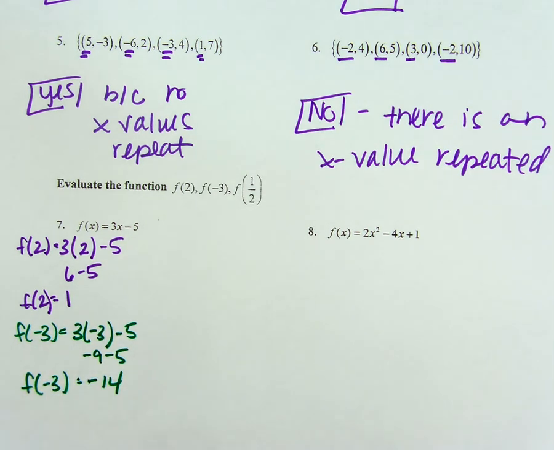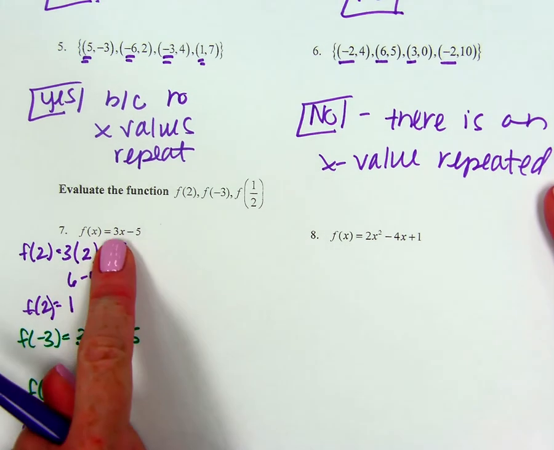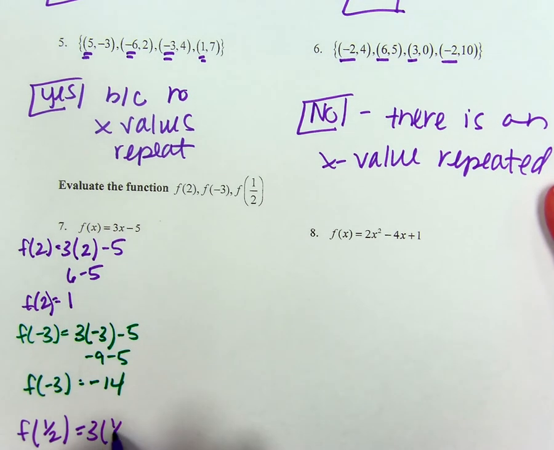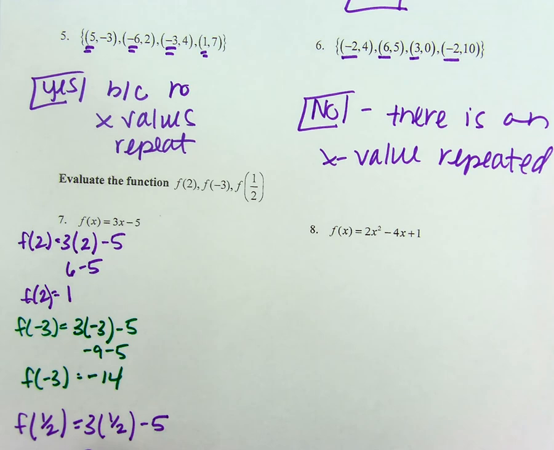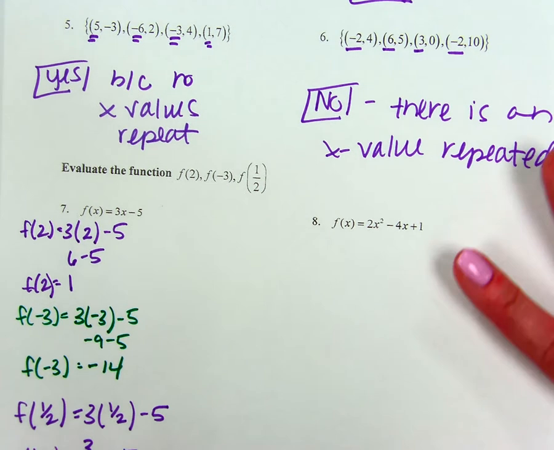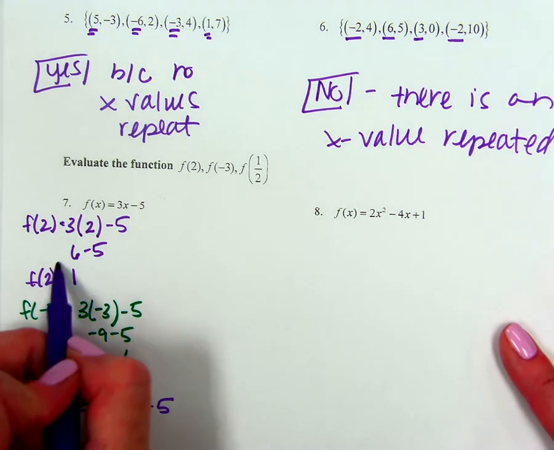And then the very last one is f of 1/2. So f of 1/2 equals, I'm going to go back to my original equation again, 3 times 1/2 minus 5. So 3 times 1/2 gives me 3/2 minus 5. So my f of 1/2 equals -7/2. So that's all we do for our piecewise functions there.